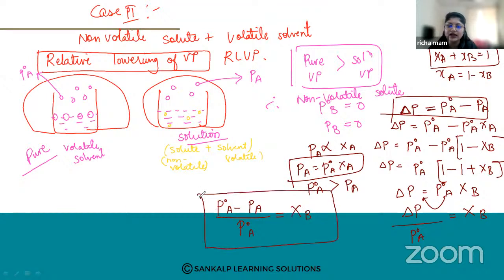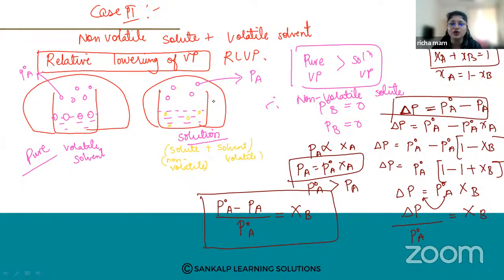This is the relative lowering of vapor pressure of the solvent, related to the mole fraction of component B, which is the solute. So RLVP, the relative lowering of vapor pressure, depends upon the amount of non-volatile solute. It does not depend upon the nature of the non-volatile solute. It depends on the amount, how much non-volatile solute is present. Understood? Is it clear? Yes.